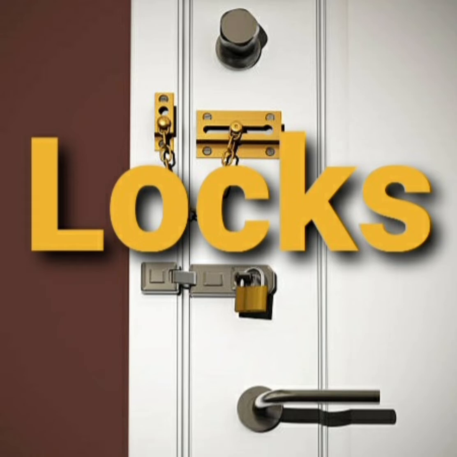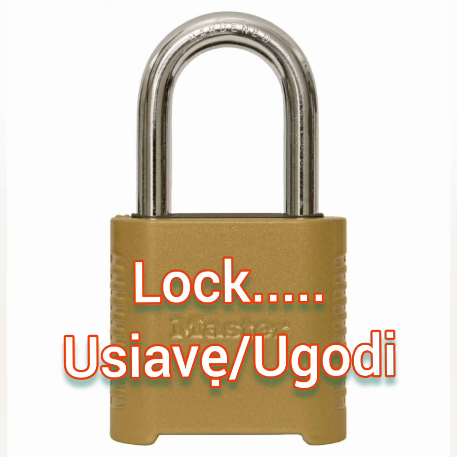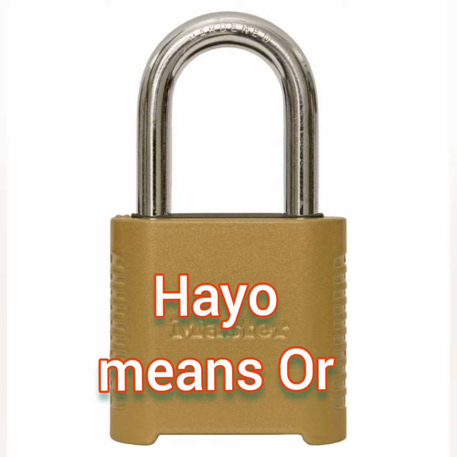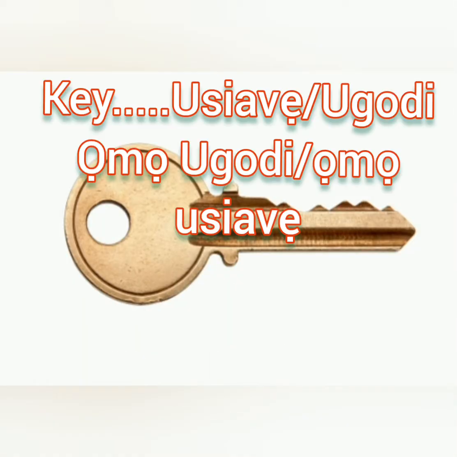In today's video, we are going to be talking about locks. Stay tuned. Lock. Usiave hayo ugodi. Key. Usiave hayo ugodi. Omu godi hayo omusiave. You notice that the Isoko used the same word for key and for lock. So it's not surprising. If you want to differentiate the key from the main lock, you have to use omugodi or omusiave, which is the child of the lock.